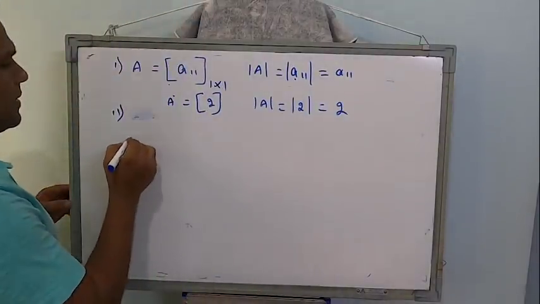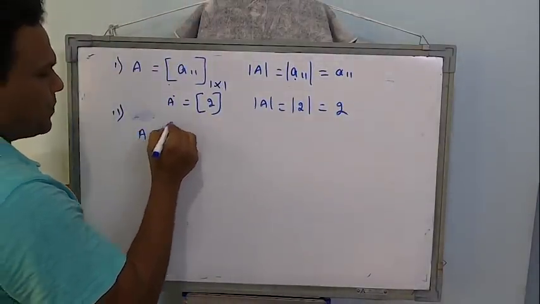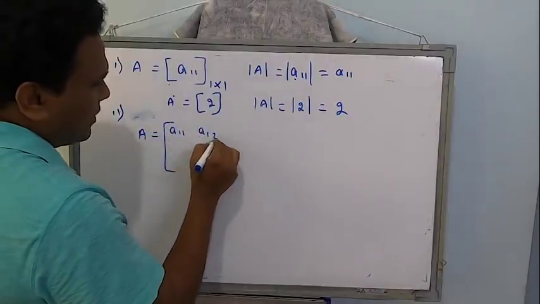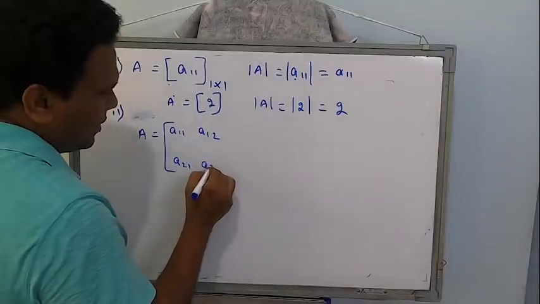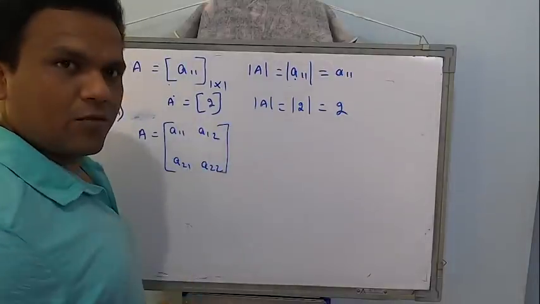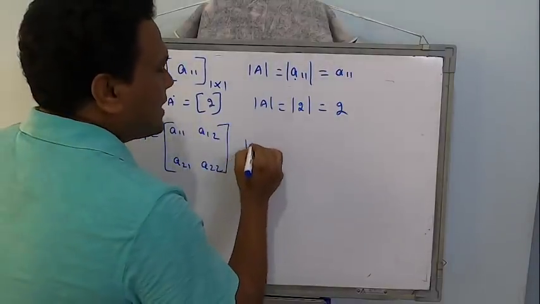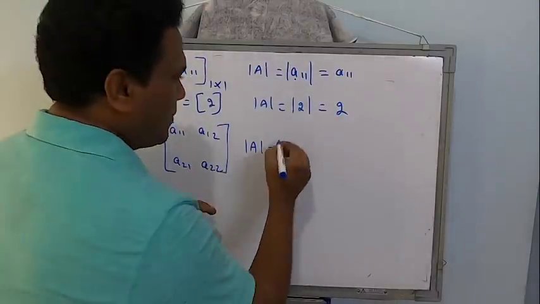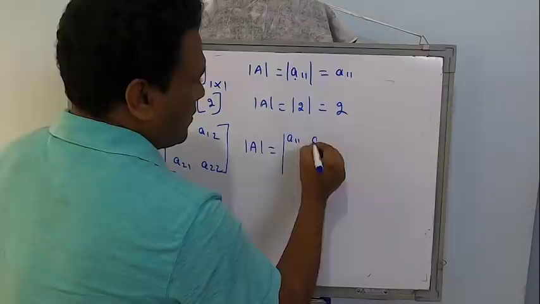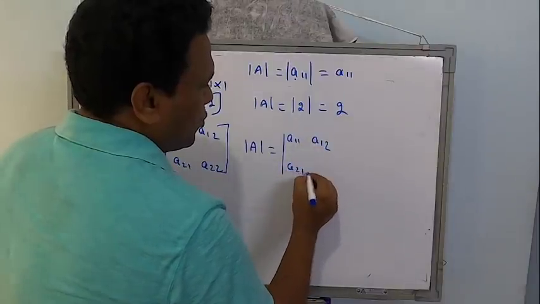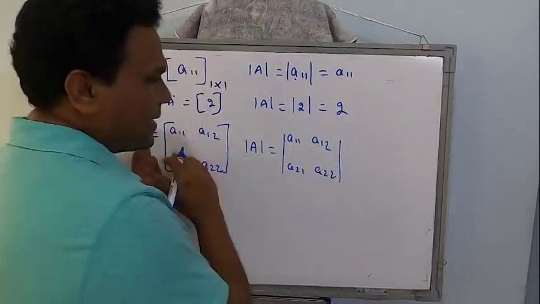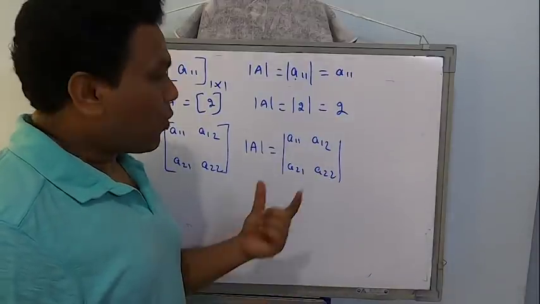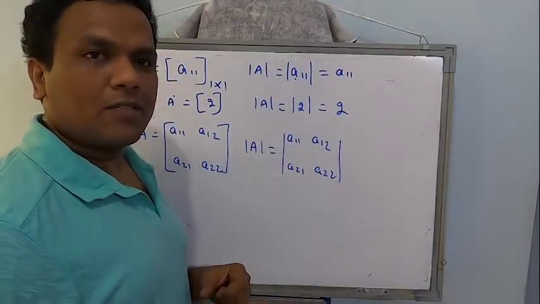Now let me consider a square matrix A of order 2 by 2. So A11, A12, A21, A22. This is a square matrix of order 2 by 2. Its determinant: first you convert from matrix symbols to the determinant symbol by writing A11, A12, A21, A22. So the matrix is converted to a determinant. How to find its value? What is the unique real number associated with the square matrix?